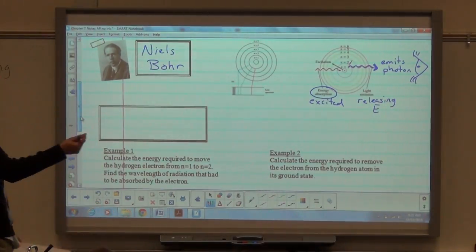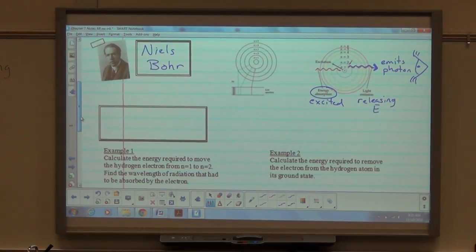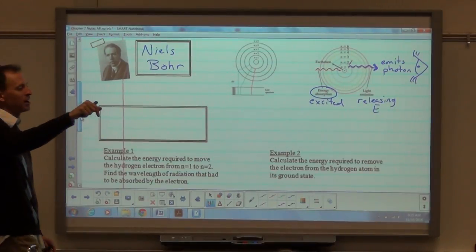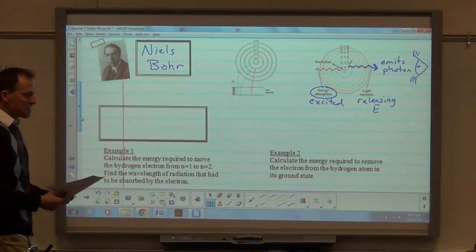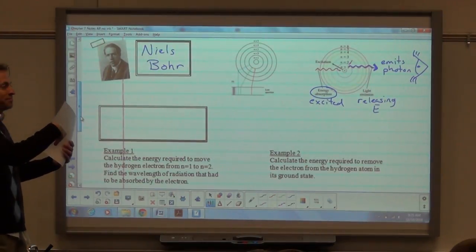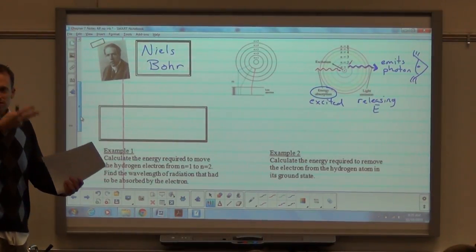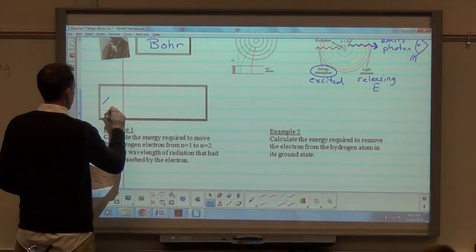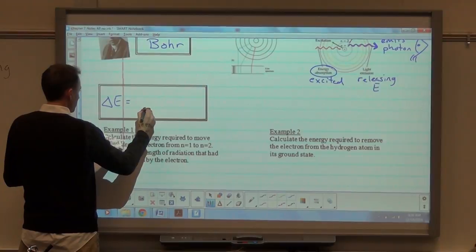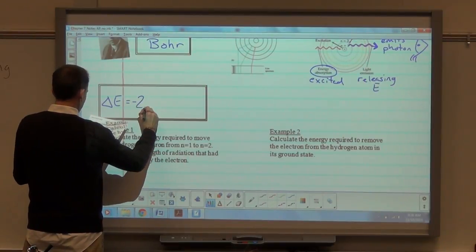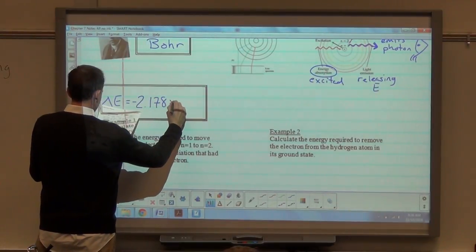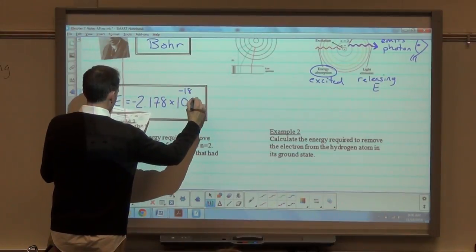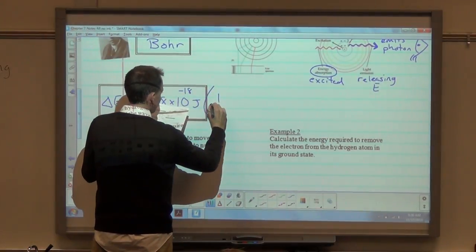All right, so what we are going to be able to do, unfortunately only for one element, is talk about how much energy is present by jumping or falling a certain amount of levels. So here we go. You might be able to fit all this in. I cannot. So you might want to just wait and see because there's a lot written here.